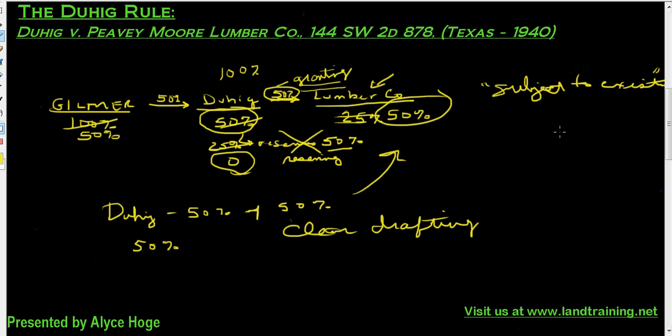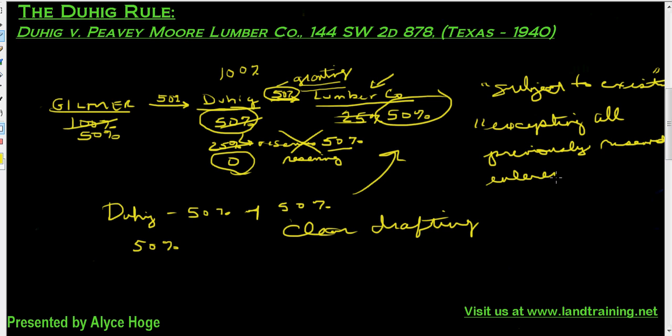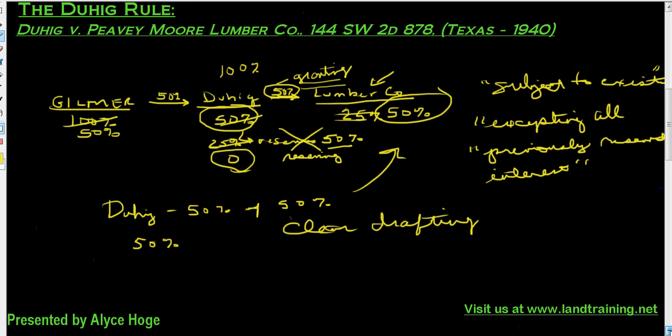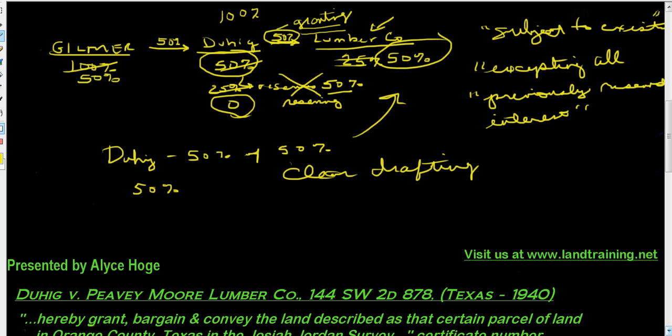Another thing we could say is "accepting all previously reserved interest." Now the lumber company is on notice that there were previously reserved interests. So they're going to have to know, based on the instrument and the deed, that they were not getting 100%. So let's just for a second look at the actual language of the court itself.